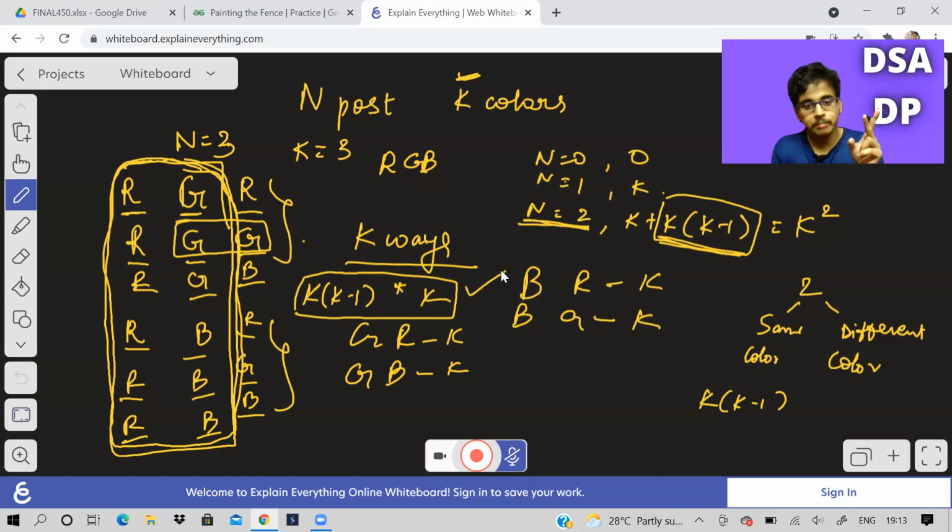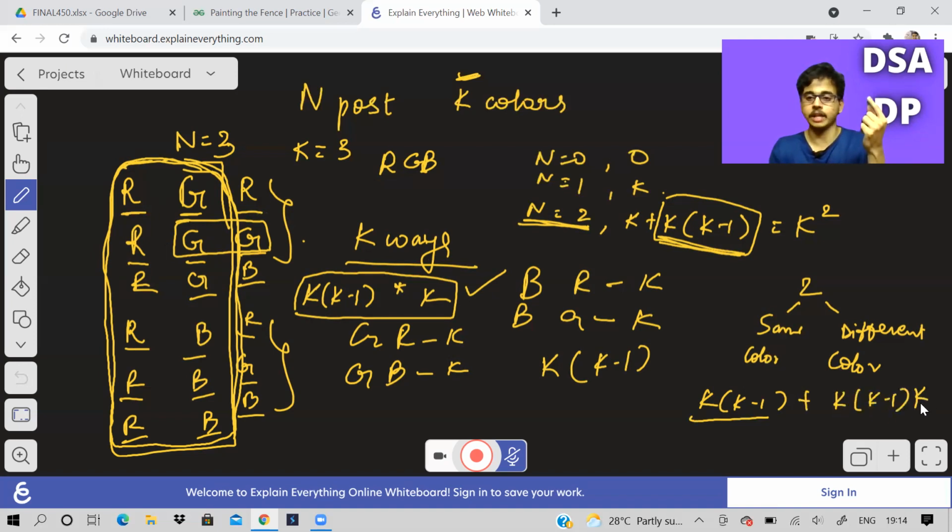So this is one part. What was the other part? The other part was k into k minus 1, if you remember. If you remember, I wrote here, right? Same color, k into k minus 1 plus k into k minus 1 into k.